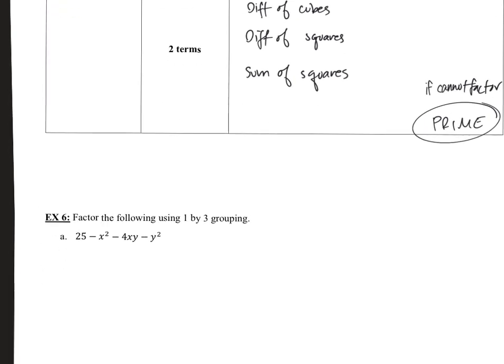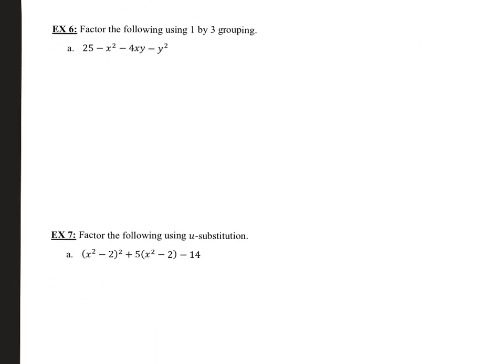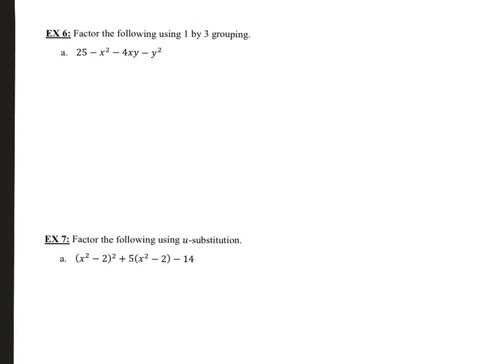Alright, so let's take a look at the next and almost last example. Factor the following using 1 by 3 grouping. Okay, so what does that mean? Well, put one term by himself and then 3 in the other group. So let's go ahead and do that.